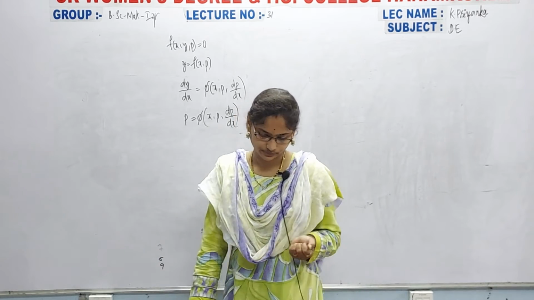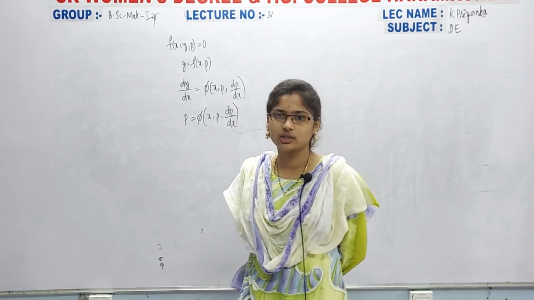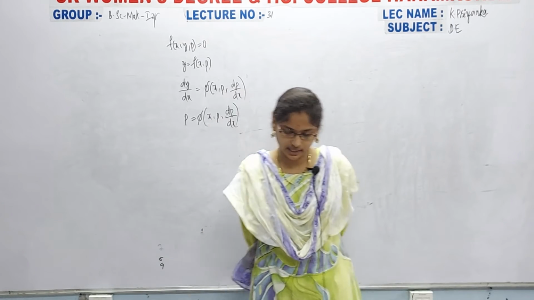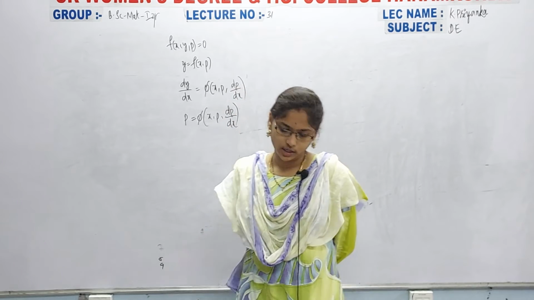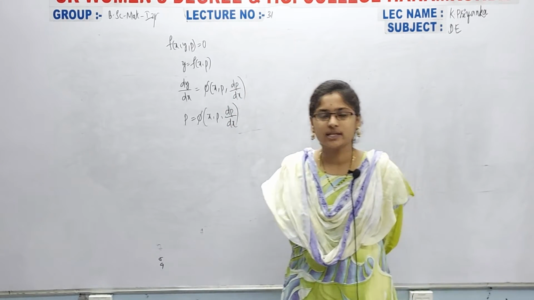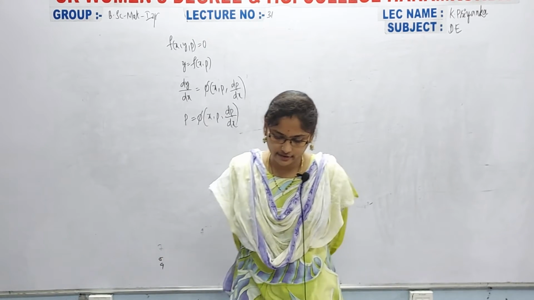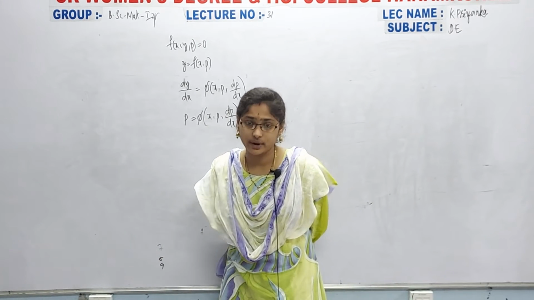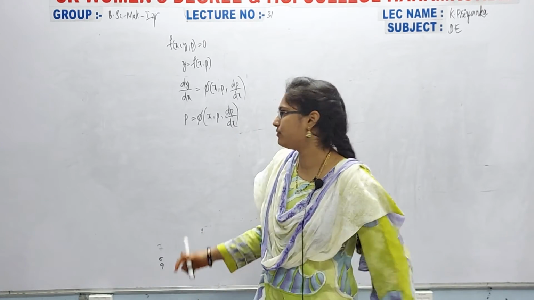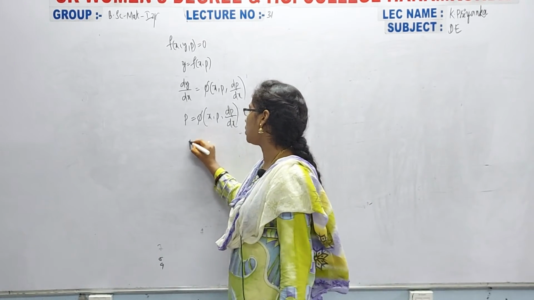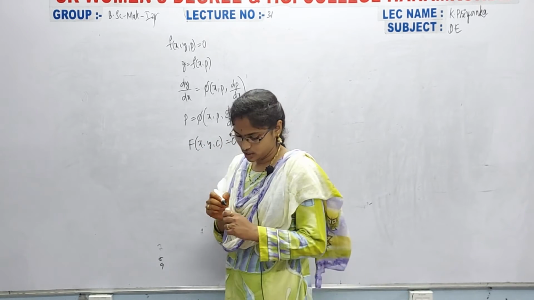Write down, which is an equation in two variables x and p, and it will give rise to a solution of the form f of x comma y comma c equal to 0.